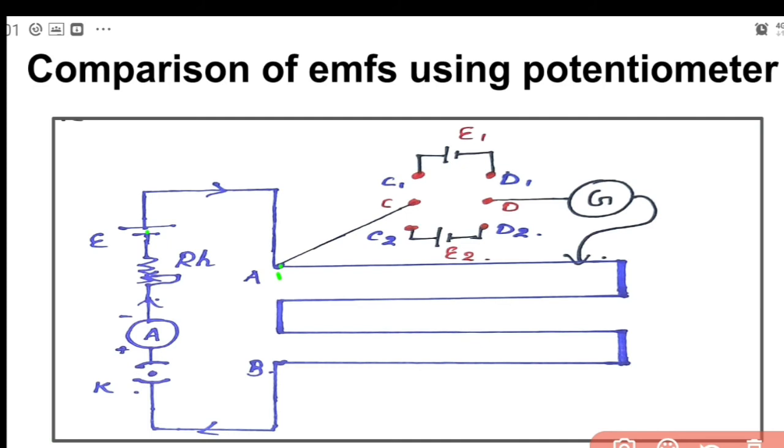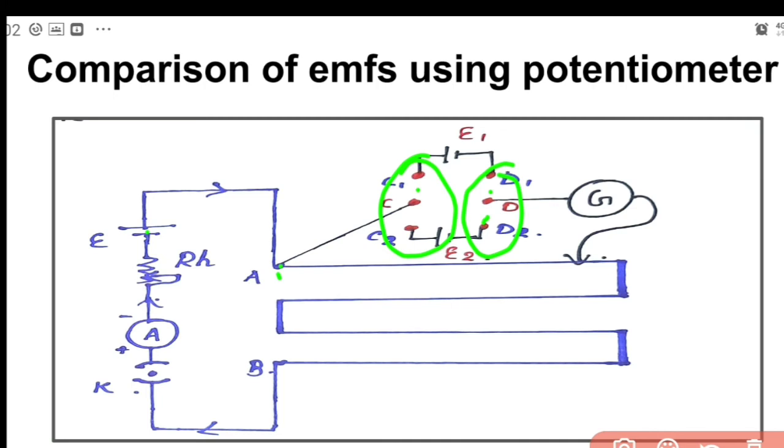So the thing is this, between any 2 keys, on one side, there are gaps to insert the key. I think you are familiar with the key. So to insert the key, there are gaps. Here on one side itself, there will be 2 gaps, and here also there will be 2 gaps. In those gaps, by inserting keys there, you can include the 2 cells in the circuit alternately.